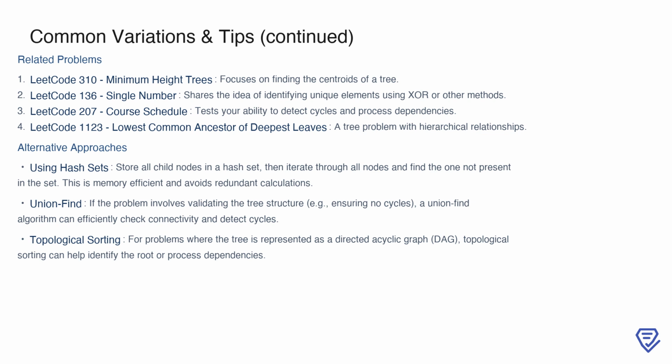Alongside these related problems, alternative approaches can further enhance your toolkit. Using a hash set, for example, allows you to efficiently track child nodes and identify the root without redundant calculations. For more complex scenarios, a union-find algorithm is useful for validating tree structures, such as ensuring connectivity or detecting cycles. In cases where the tree is represented as a directed acyclic graph, topological sorting can help identify the root or resolve dependencies. These methods provide flexibility depending on the specific problem constraints.